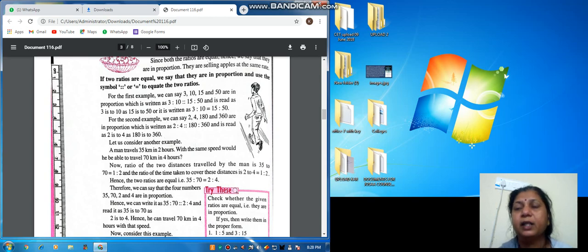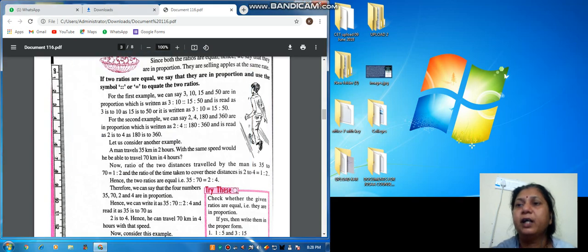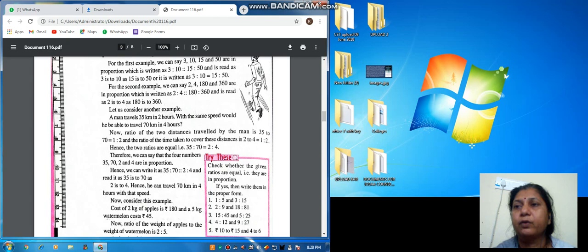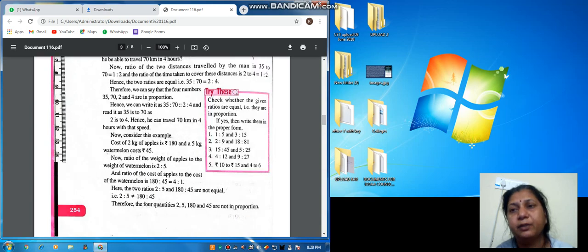Hence we can write it as 35:70 as to 2:4, and it is read as 35:70 is to 2:4. Hence he can travel 70 kilometers in 4 hours with that speed. Okay, fine. So let's start the next one.